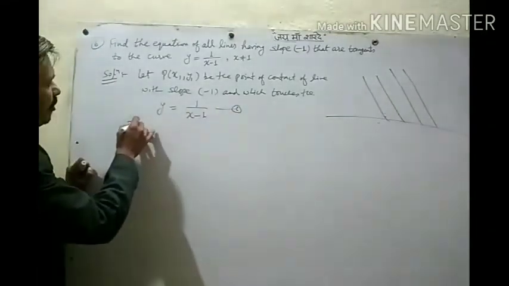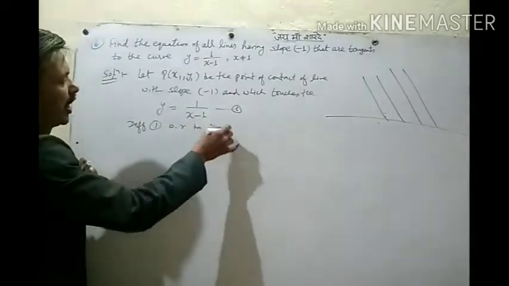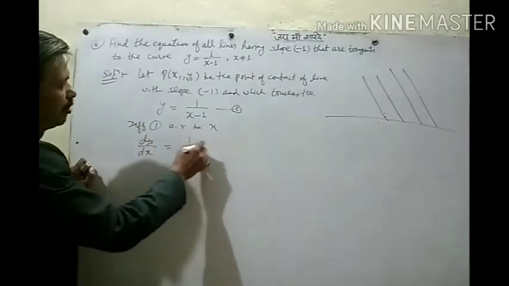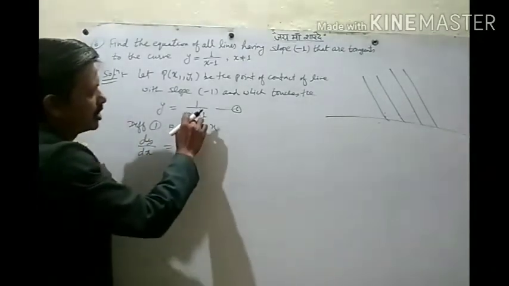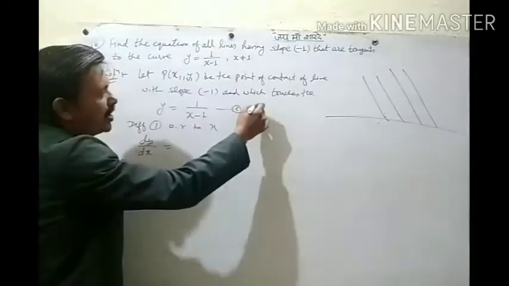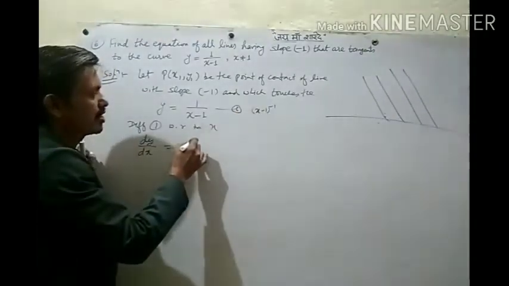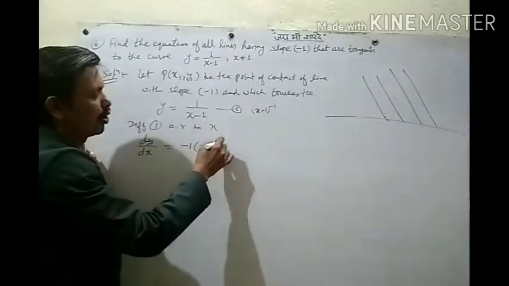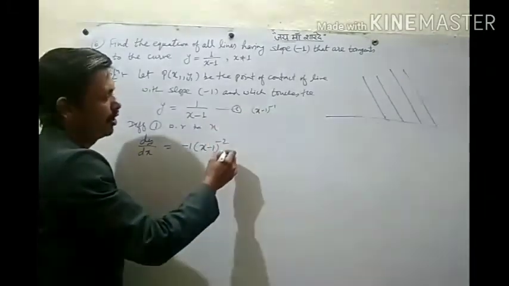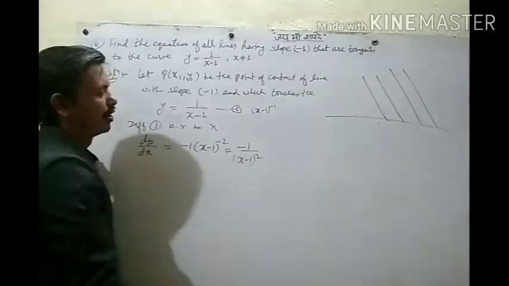Now we differentiate equation 1 with respect to x. Then we get dy by dx. This can be written as (x minus 1) to the power minus 1. If we differentiate this, we get minus 1 into (x minus 1) to the power minus 2, and differentiating x minus 1 gives 1. It means dy by dx is minus 1 upon (x minus 1) whole square.